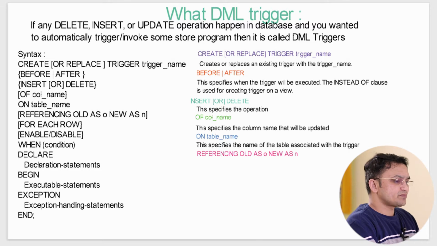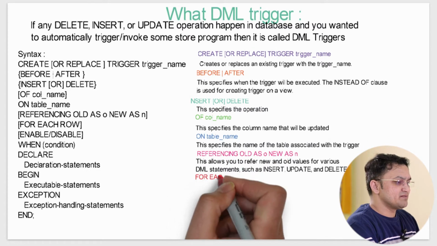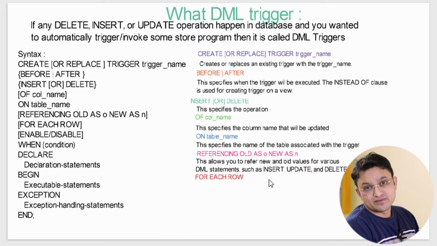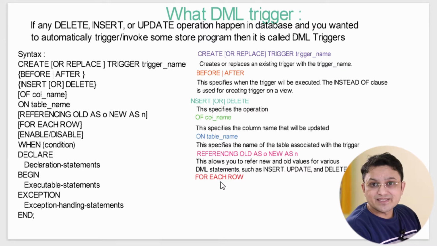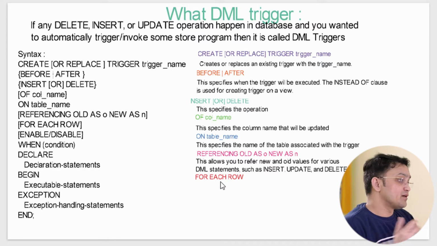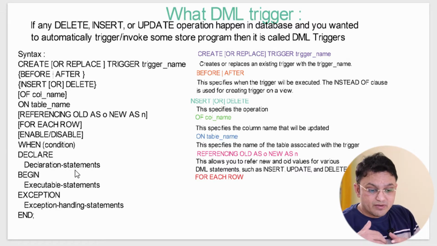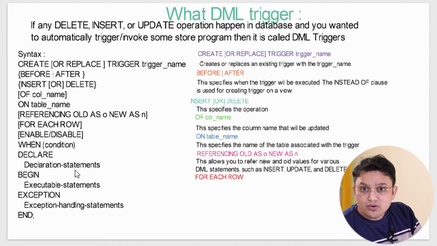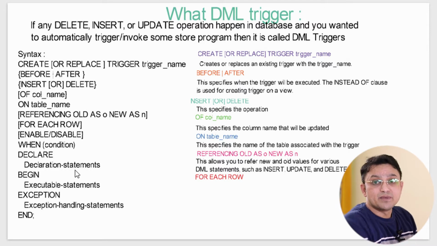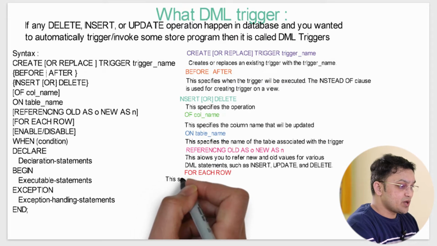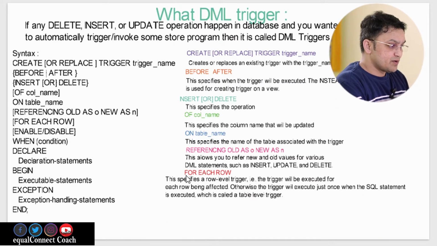Okay guys, let me move to the next thing, which is nothing but your for each, and this is very important. For each tells in which cases this will be applicable. If I say for each row, it means if any row is affected by the DML activity, then this trigger will get executed. So that is what for each row means. I hope you have understood what exactly for each row means.